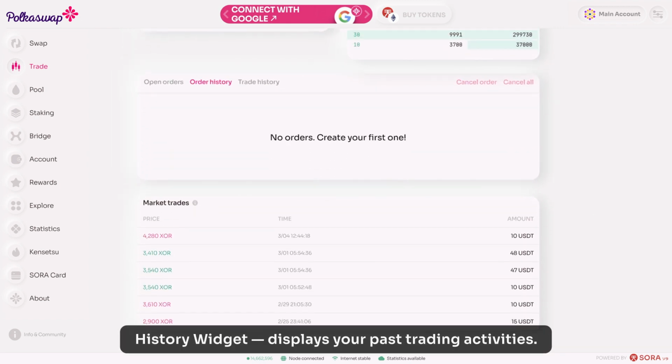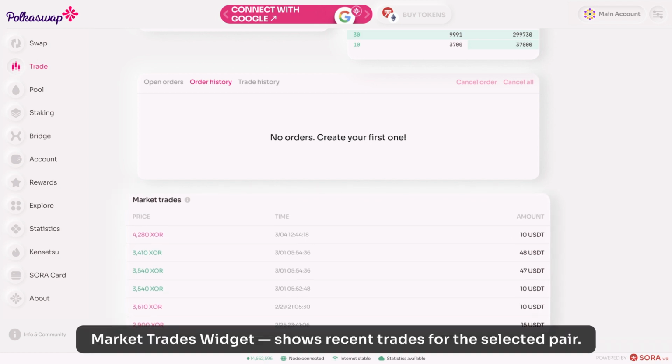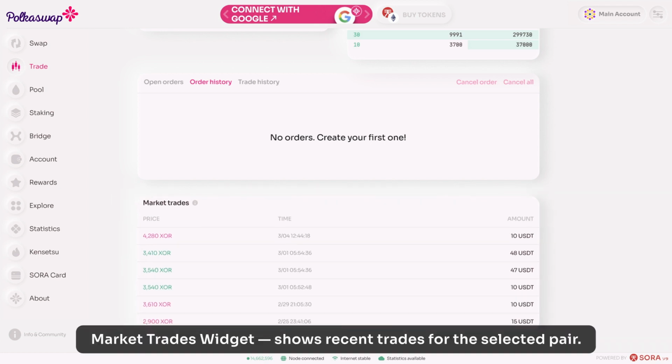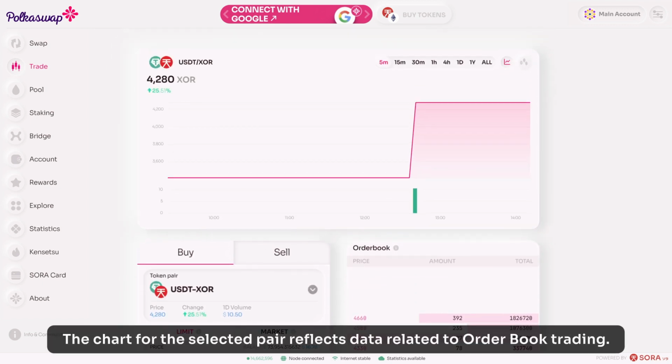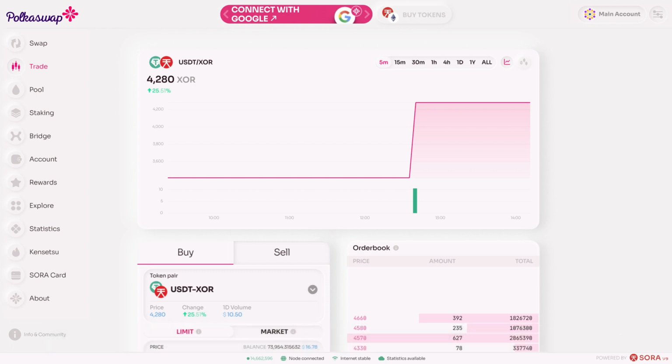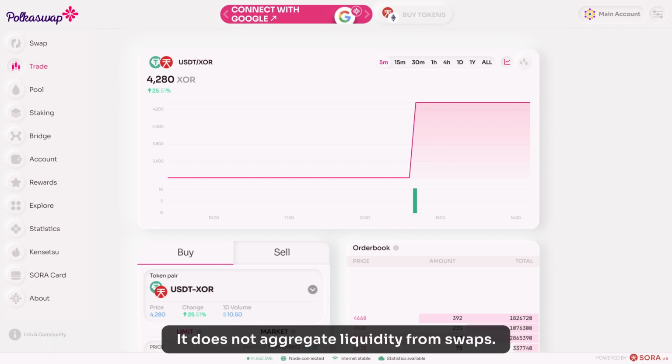History widget displays your past trading activities. Market Trades widget shows recent trades for the selected pair. The chart for the selected pair reflects data related to order book trading. It does not aggregate liquidity from swaps.